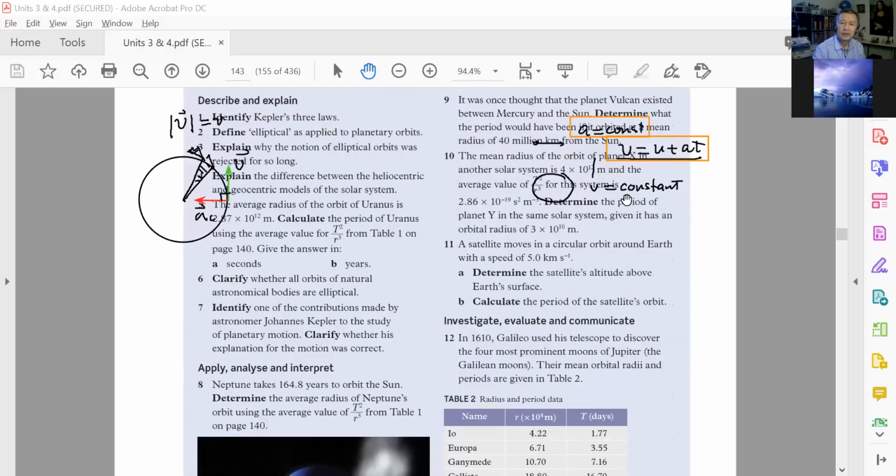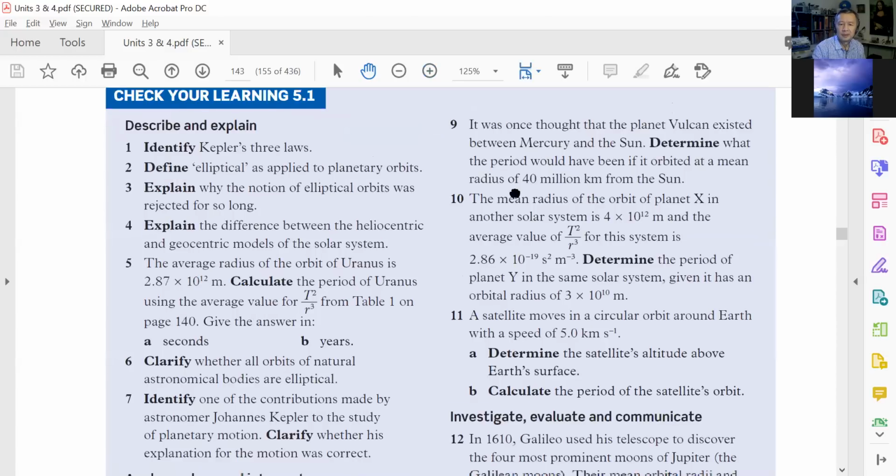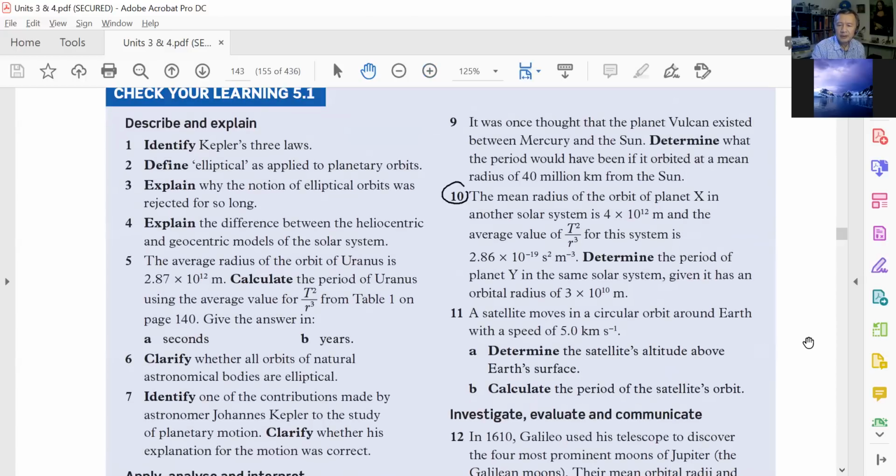The question, problem solving. Question 10. The mean radius. So basically, because it's an ellipse, right? Therefore they call it the mean radius. So in other words, they just deal with it as a circular motion. The orbit of planet X in another solar system has a mass and its average value. Determine the period of the planet. That's easy, simple.